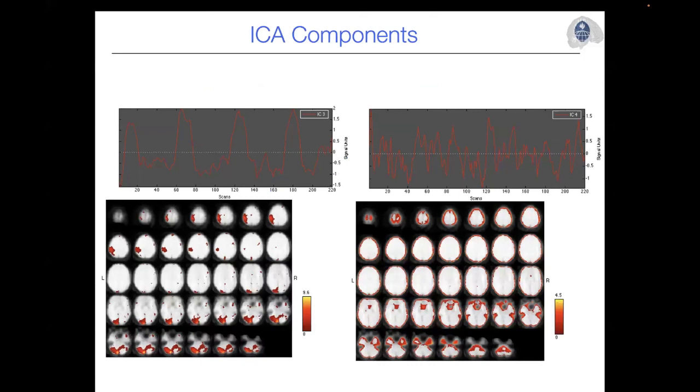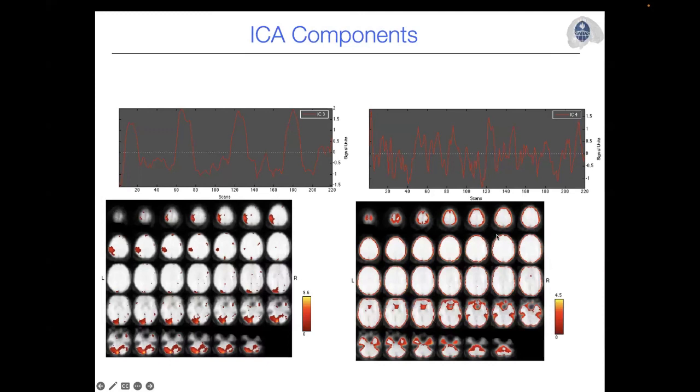And the output are things like this. So we basically get spatially independent components with corresponding time series. And so this is sort of a way of breaking down the data into a number of different components. And then we can analyze them. And so here there's certain regions that are co-activating, and their co-activation pattern looks like this. And then we can sort of interpret that.